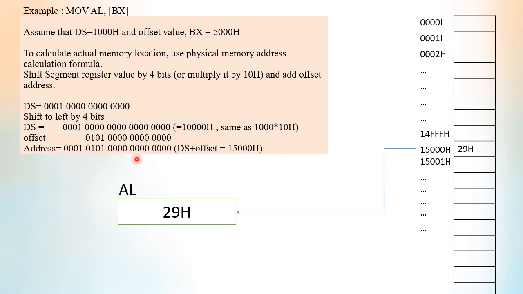Now in this location we will have the second operand. So from this location, fetch the value. Here in this location 29H is the value. Fetch 29H and copy it to the register AL. So this is how the addressing mode works.